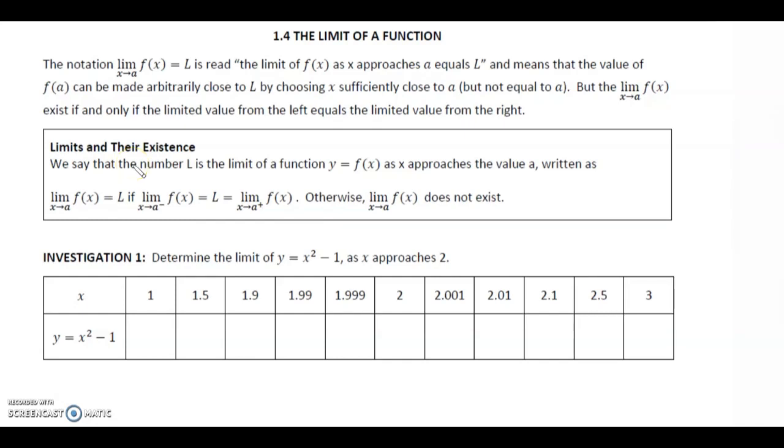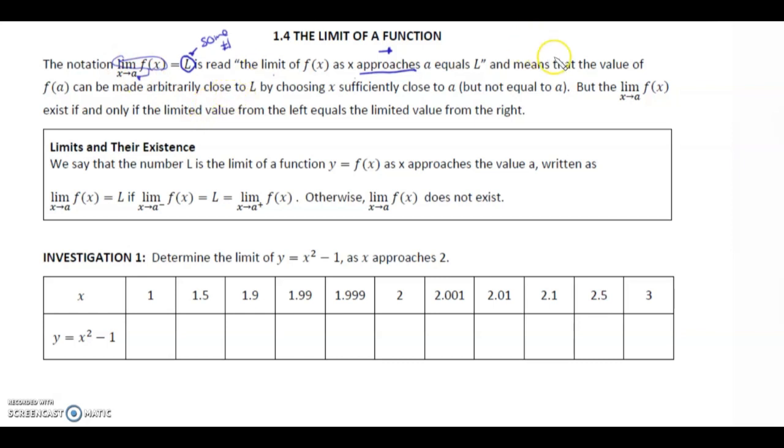1.4, the limit of a function. So the notation, the limit as x approaches a of f of x equals L. And this L is some number. This is read as the limit of f of x as x approaches a equals L. So "approaches" is that arrow. You'd read it, the limit of f of x as x approaches a.